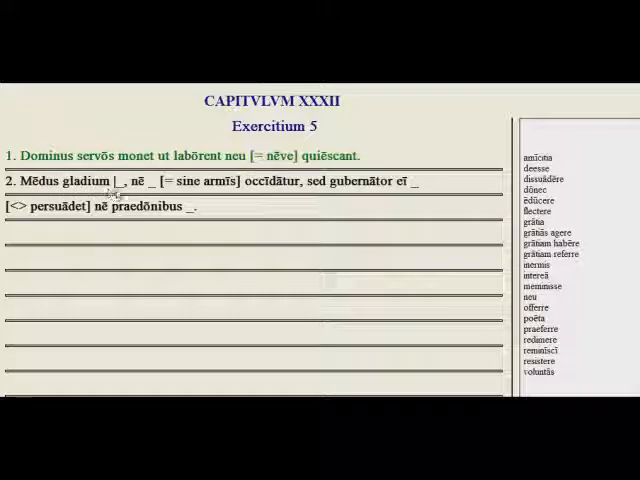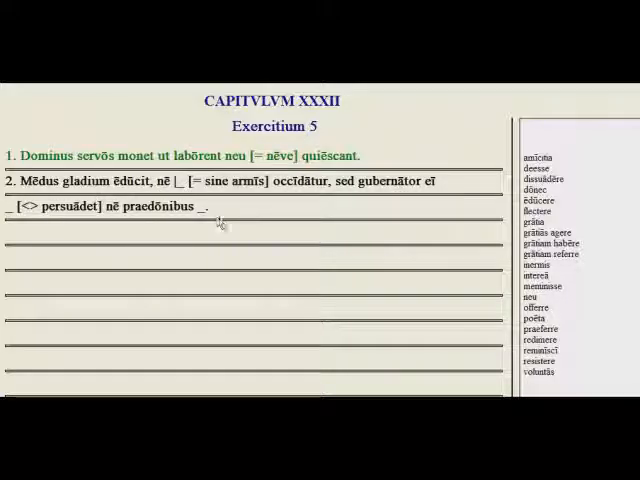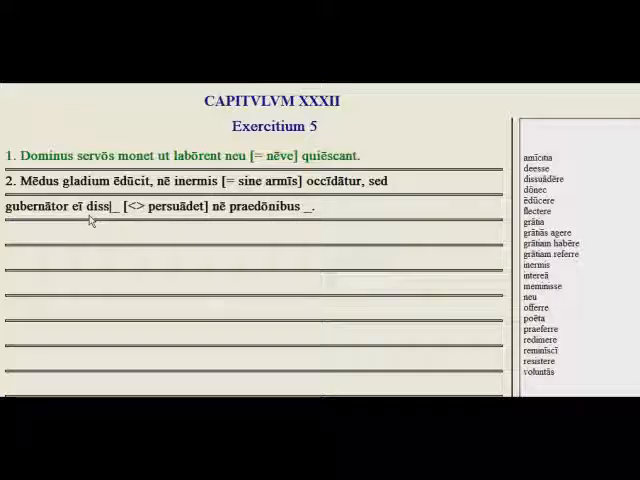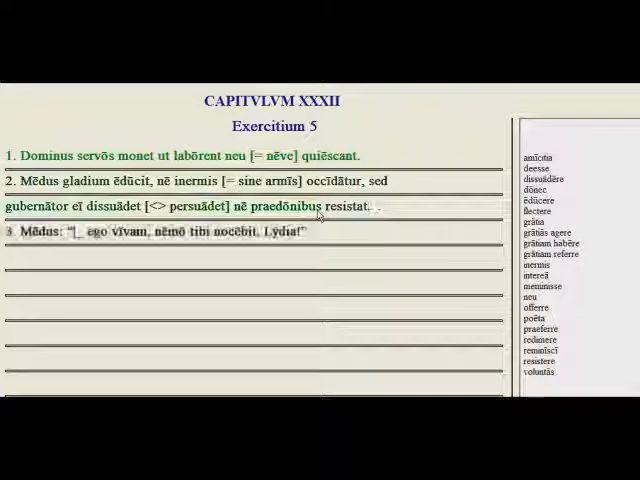And then: Medus gladium blank ne blank occidatur, sed gubernator blank ei blank ne praedonibus blank. So Medus, what does he do to his sword? He takes it out, educit, so that he not be killed unarmed. And so we learned that sine armis is inermis, but the helmsman, or the captain, dissuades him. We learned that word dissuadet is the opposite of persuadet. Ne praedonibus, that he not, and here we need the subjunctive form of resistere, because it's in this negative purpose clause: persuades him not to resist, resistat, instead of resistere.